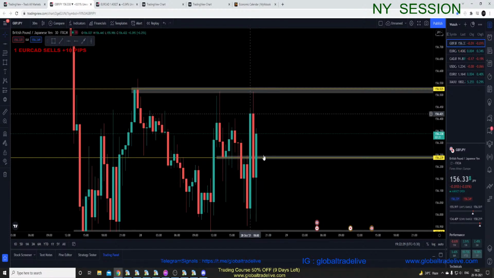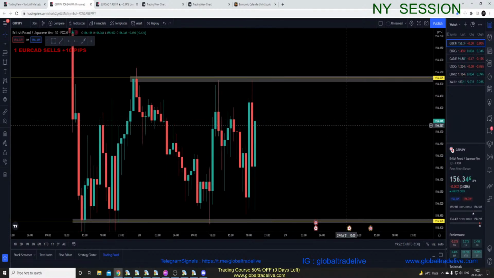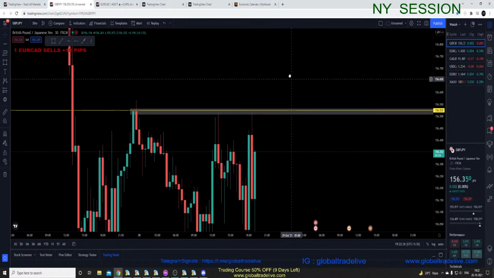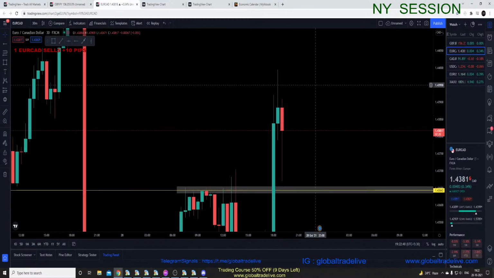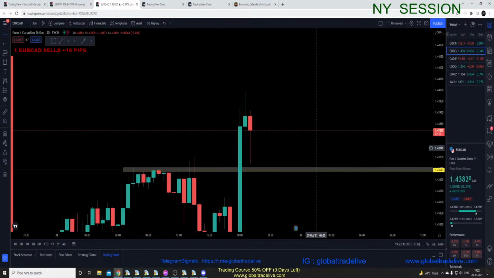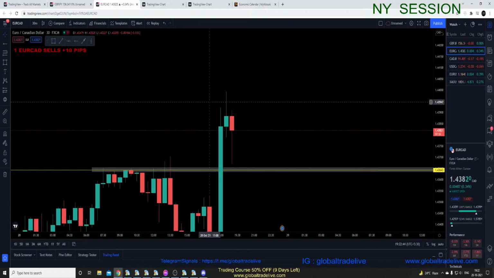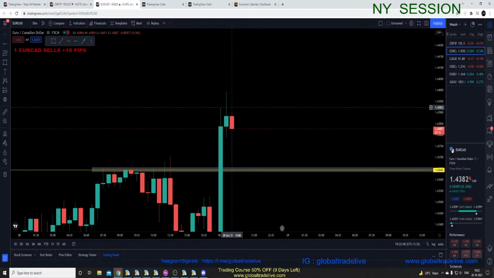GBP is trying to go up again. Let me just remove this line over here. So this becomes a no trade zone. So let's see if the market breaks up or down. So just need to wait for 7 more minutes for this candle to close.